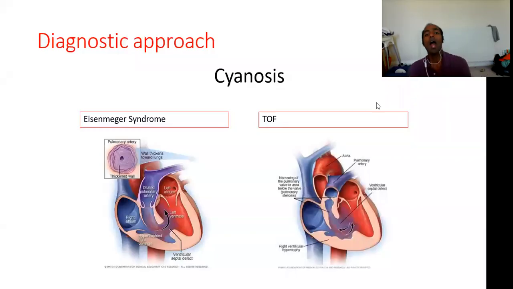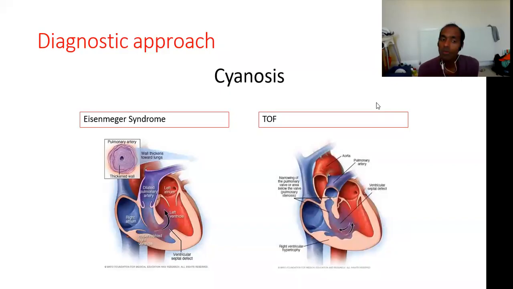Right. Now, how do you differentiate these two? Cyanosed patient, is it Eisenmenger? Is it tetralogy of Fallot? How do you make that differentiation? I have told you the answer already. What is the main thing driving Eisenmenger? It is pulmonary hypertension. So the patient will have full-blown signs of pulmonary hypertension. Full-blown signs of pulmonary hypertension.